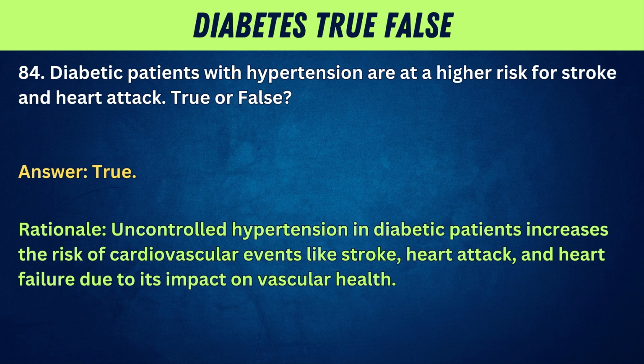84. Diabetic patients with hypertension are at a higher risk for stroke and heart attack. True or false? Answer: true. Rationale: uncontrolled hypertension in diabetic patients increases the risk of cardiovascular events like stroke, heart attack, and heart failure due to its impact on vascular health.